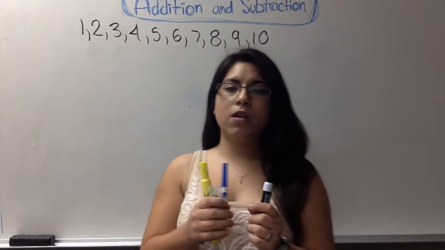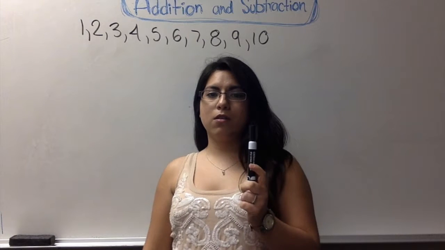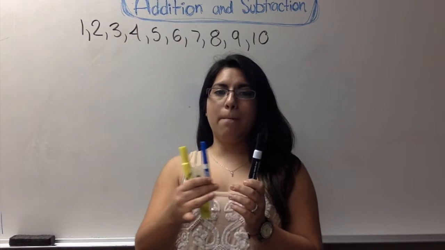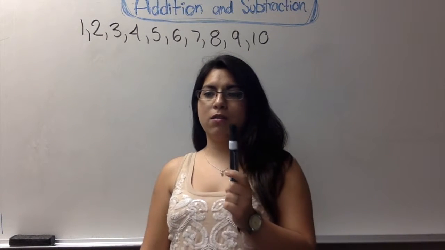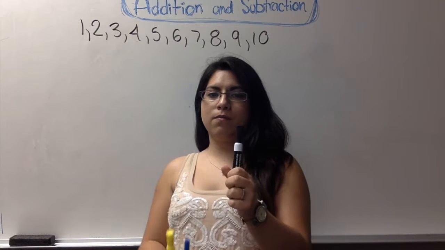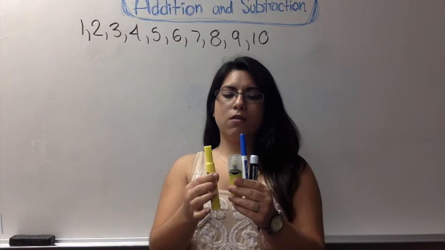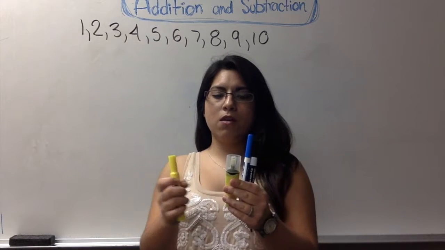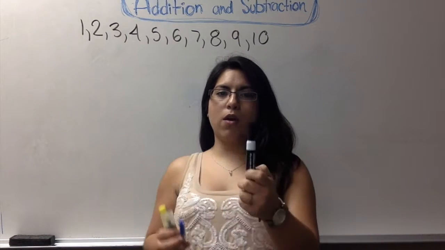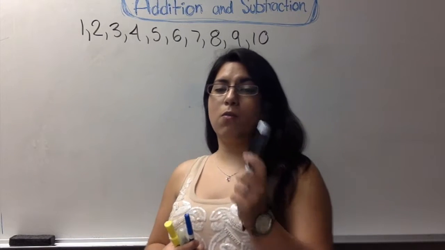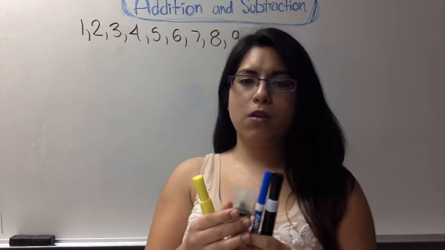Or what if she needed the 3 markers? What is 4 minus 3? 1, right? It's 3, 2, 1. We're left with only 1 marker. That is called subtraction.